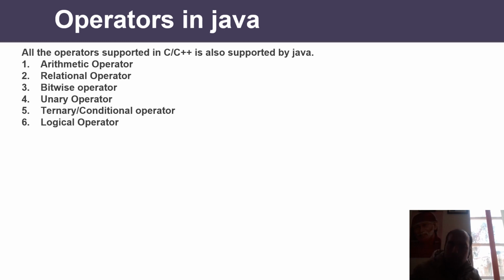Now all the operators supported in C, C++ are also supported by Java. Like arithmetic operator, relational operator, bitwise operator, unary operator, ternary or conditional operator, logical operator. All these operators are supported by the Java programming language. And the syntax is very similar. You do not have to bother, you just need to take care like you were doing in C. I can give you examples of all, but I don't want to waste time on these examples because nothing is new over here. You just need to follow the syntax of Java, and the operators are very similar.